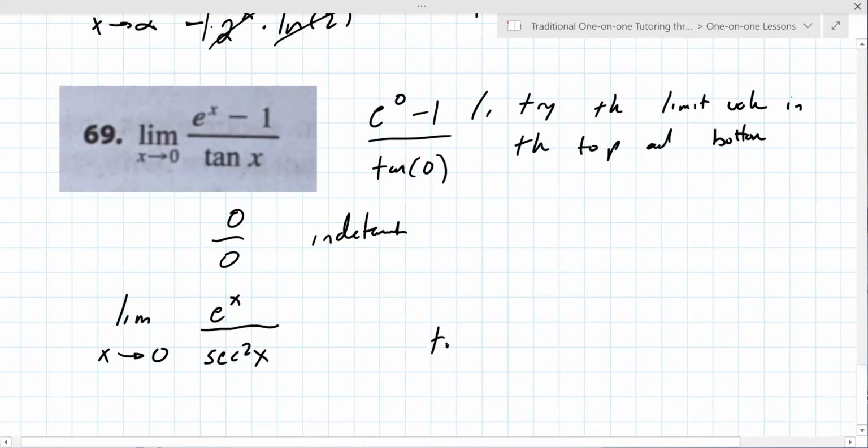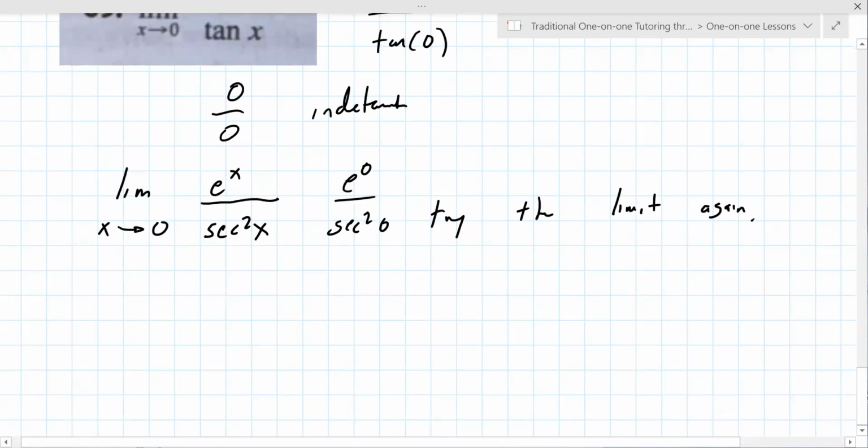So then you try the limit again, meaning you put that number in again. So it's e to the 0 over secant squared of 0. And what you're hoping for is that it gives you a nice value. Okay. So e to the 0 is 1. Secant squared of 0 is 1. Remember, secant is 1 over cosine squared. On the unit circle, cosine of 0 is 1. So it's 1 over 1 squared. It's 1. So that becomes the bottom. So this whole thing equals 1.